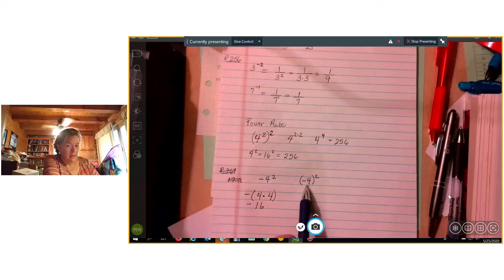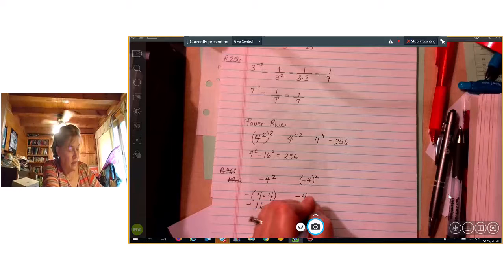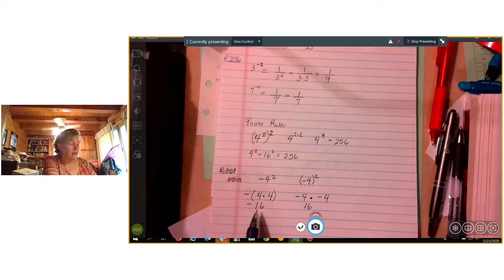This is telling me to take negative 4 and multiply it times negative 4. So this would be a negative 4 times a negative 4, which is going to be a positive 16. So please be careful when you've got these signs. If it's in parentheses, then you're going to take it with you as you multiply, as you carry it to that exponent. If it's not in parentheses, then you're going to tag it on to the very end.